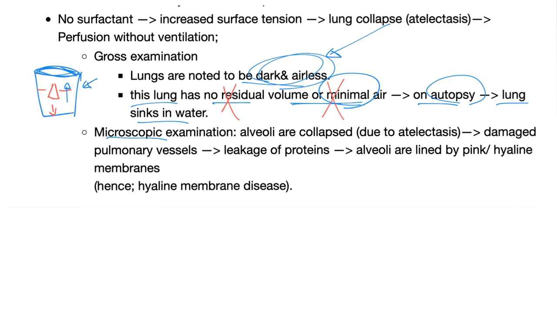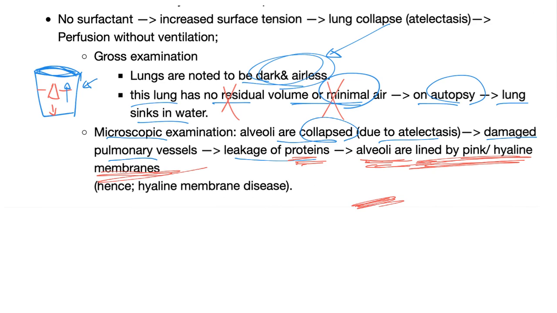On microscopic exam, this lung is collapsed, alveoli are collapsed with atelectasis, damage to the pulmonary vessels, leakage of proteins stained pink on H and E, alveoli are lined by pink or hyaline membrane. It's not actually a membrane, it's lots of pink substance like this. When you look under the microscope, if you are not very sophisticated, you'll see, oh, it looks like a membrane. That's why they called it hyaline, which means pink, membrane disease.